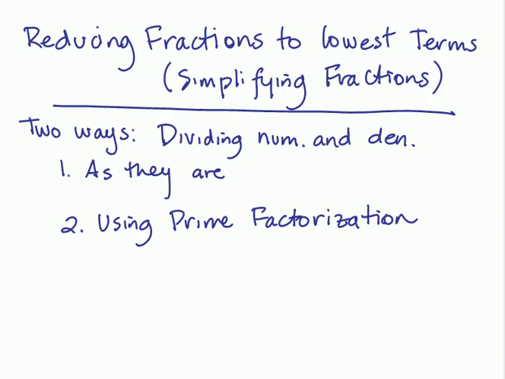So, as pointed out, the long way to say this is reducing fractions to lowest terms, or just simplifying fractions. There are basically two ways to do this, but in both cases you're going to be dividing the numerator and the denominator by the same number. In the first case, you just start with the fraction as it is and divide top and bottom by the same number, and it may be a continuous process until you can't do it any further. Or the second way we'll look at is using prime factorization. So let's take a look at that first way.